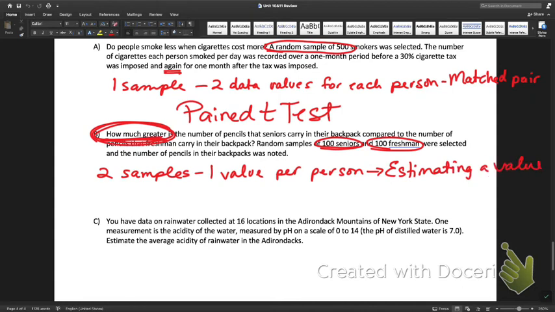That tells me right there that I'm going to use an interval. Since I have two samples, this is going to be a 2 mean t, and then we are making an interval. This would be a 2 mean t interval.